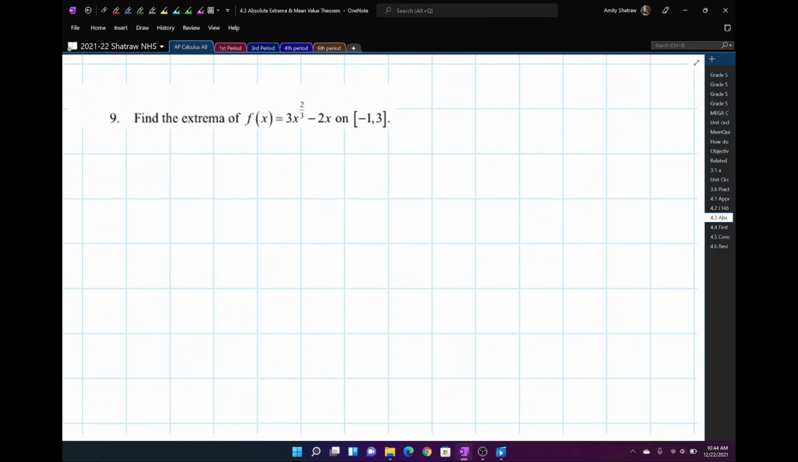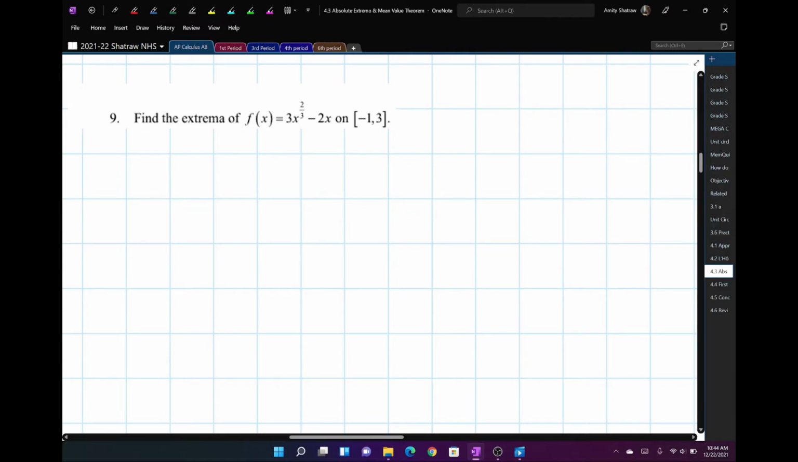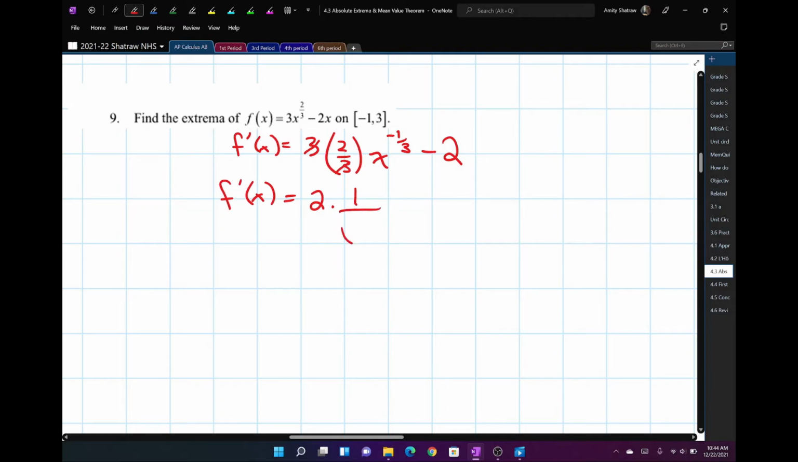For number 9, it says find the extrema of f of x on that particular interval. That's a pretty scary looking function. So let me go through the derivative of this. F prime of x will be 3 times that 2/3, and x will be reduced down to a negative 1/3, and the derivative of negative 2x will be a negative 2. I would simplify this to say that f prime of x is going to be 2 times 1 over the cube root of x, and then there's a minus 2 at the end. All right, so that's going to be my derivative.